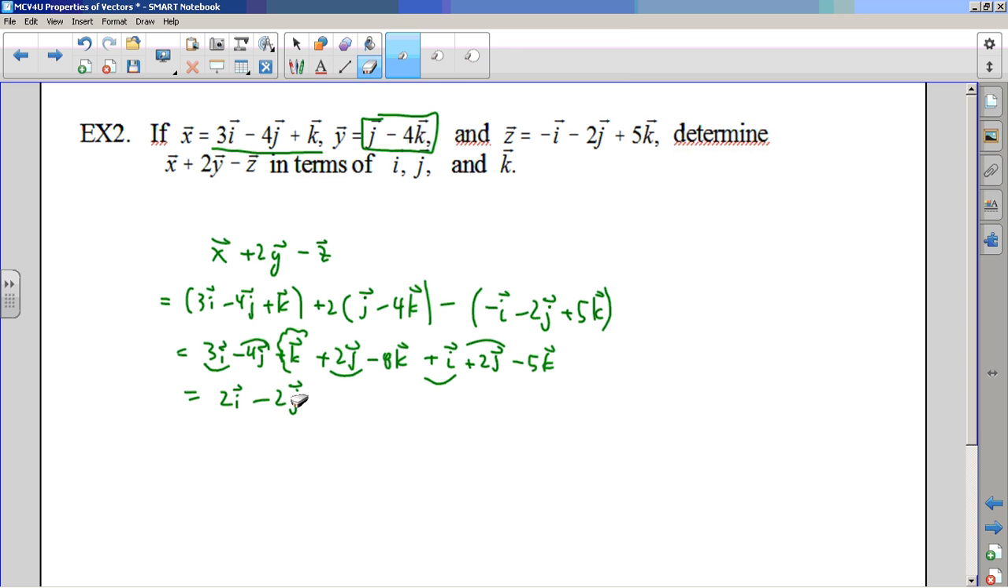What's negative 2j plus j? Negative 2j plus j is 0j, or the 0 vector. I could just leave that out, right? This is just the 0 vector, which is gone, just like it would be in polynomials. So that behaves in the same way too.